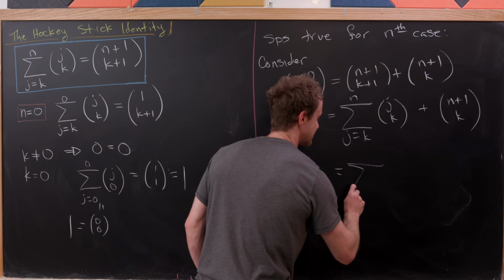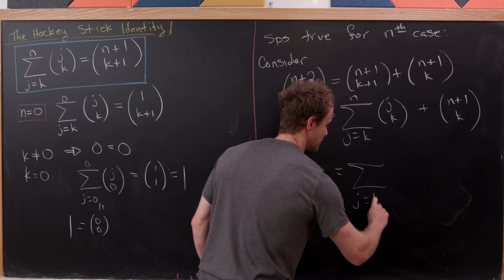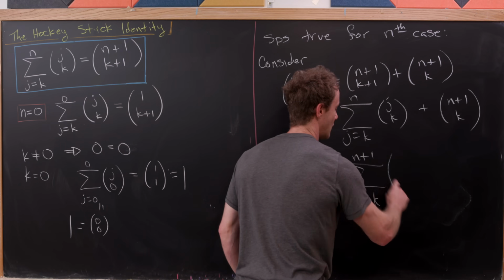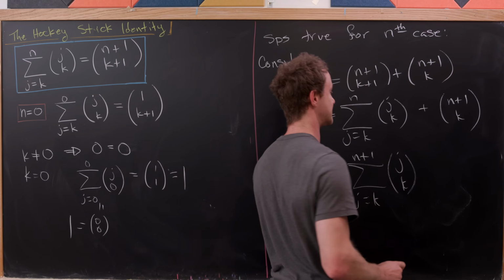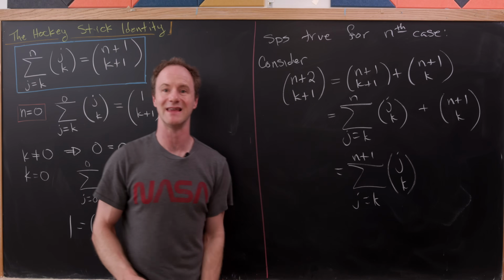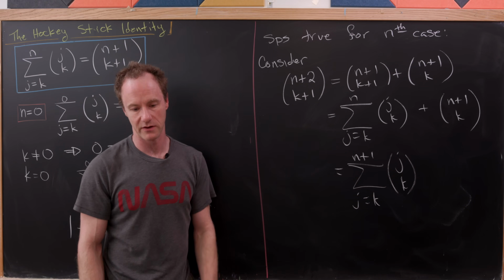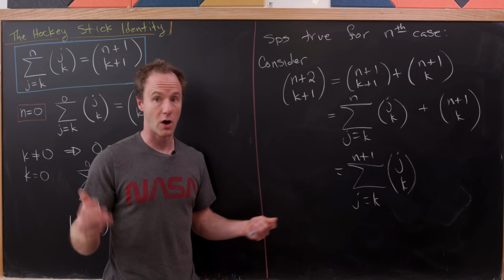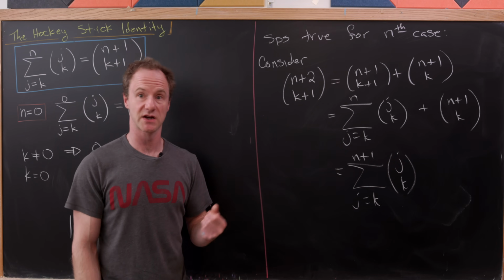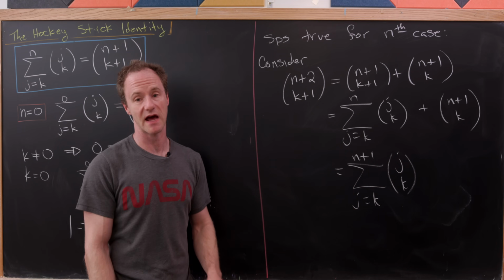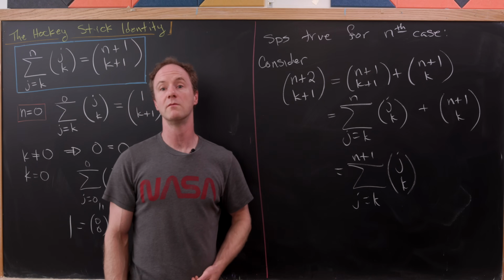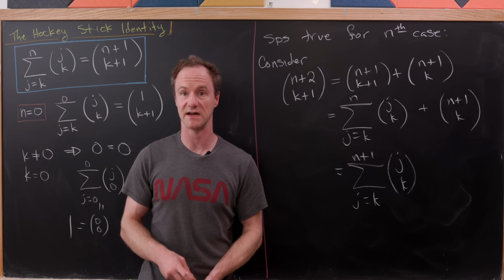So here, this is the same thing as the sum as j goes from k to n plus 1 of j choose k, given the fact that this is simply the n plus first term in this sum down here. But that's all we needed to do to prove this by induction. So we're done in this case now. Okay, so now we've got one more way to prove this nice identity.